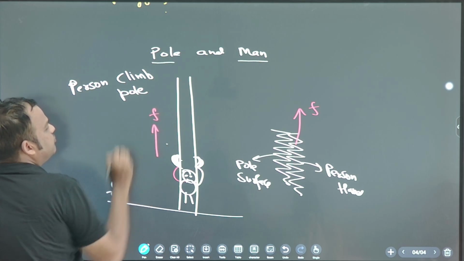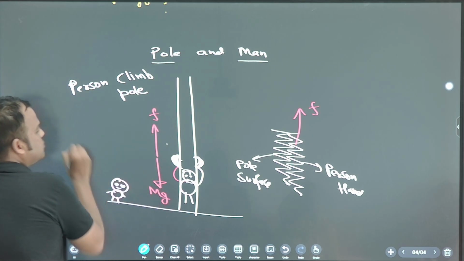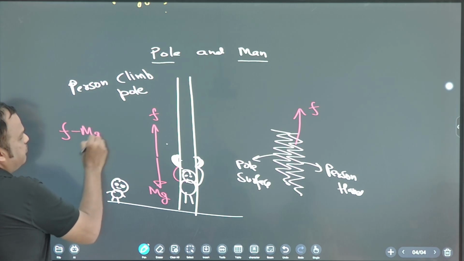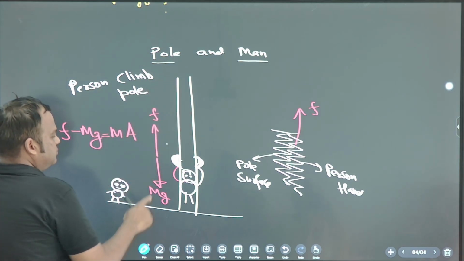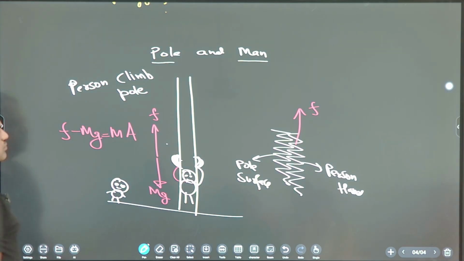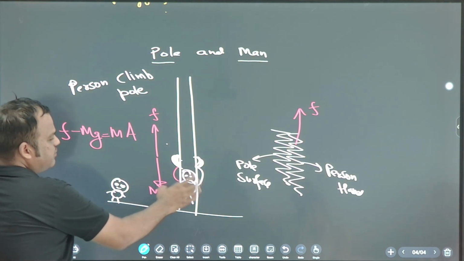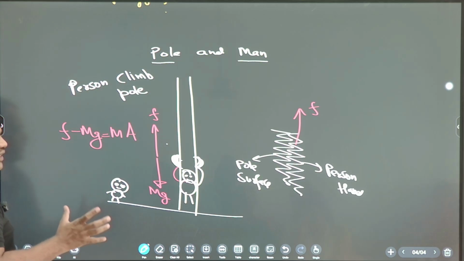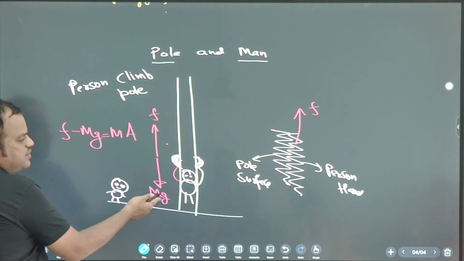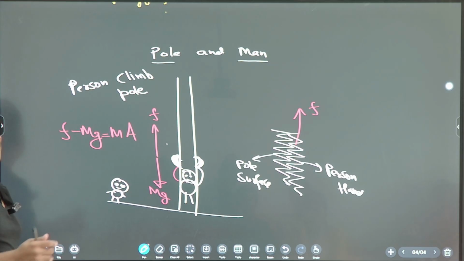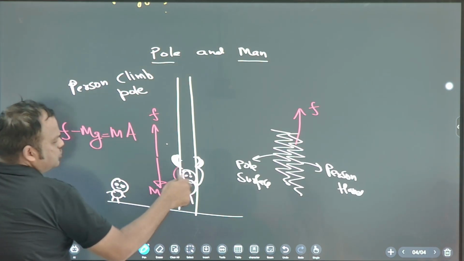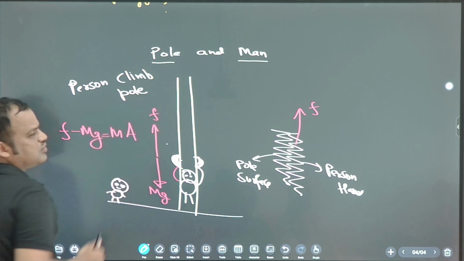Suppose friction is F, and mg is downward. So how will you find acceleration? F minus mg is equal to ma. Friction is acting upward, mg is downward. Which should be greater, friction F or mg? Friction should be greater. Are you getting? If a person is very lightweight, 40 kg, 30 kg, then mg is less, so friction is also less. But if a heavy person is there, 90 kg, 120 kg, then mg is more, so friction is also more.